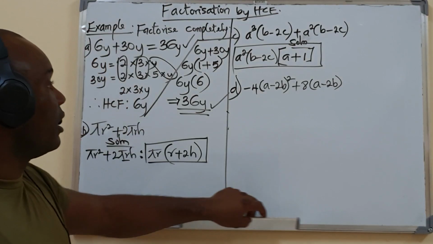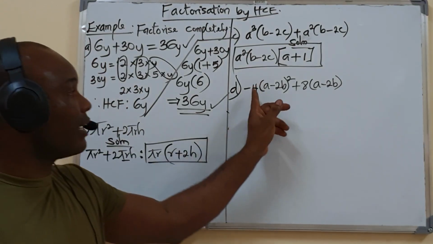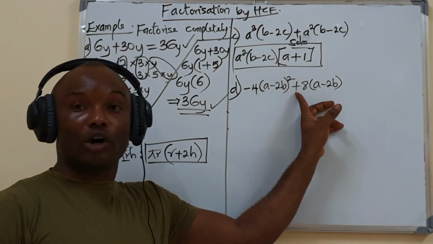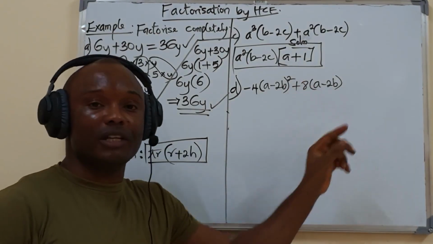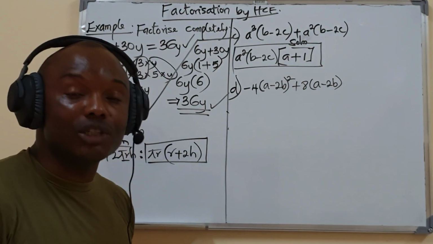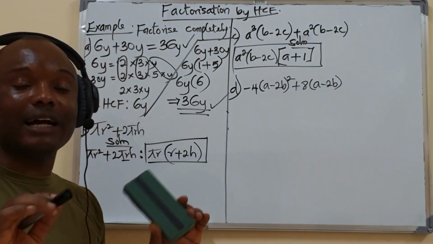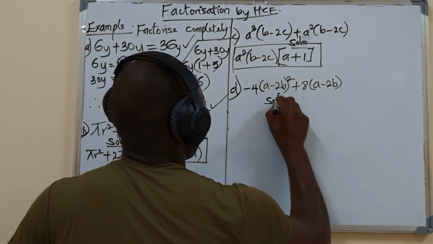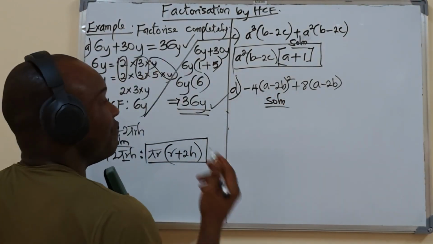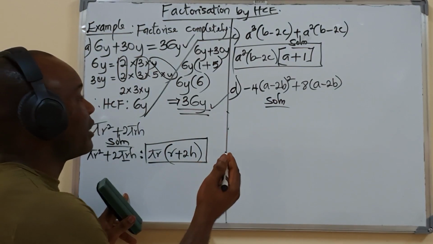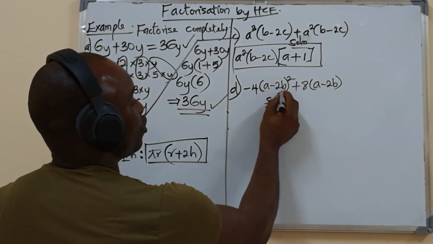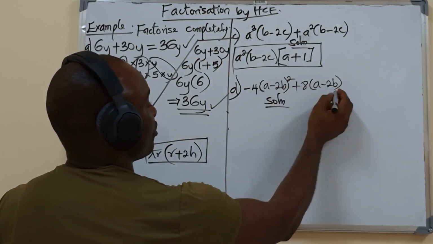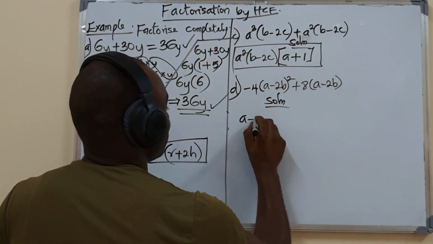Alright, the question is negative 4 open bracket a minus 2b close the bracket squared, add 8 open bracket a minus 2b. The first thing to do is to find the HCF, the highest common factor. Alright, so to do that, we look at it critically. The very visible highest common factor we can see here is that of a minus 2b squared and a minus 2b. The common thing between both of them is a minus 2b.